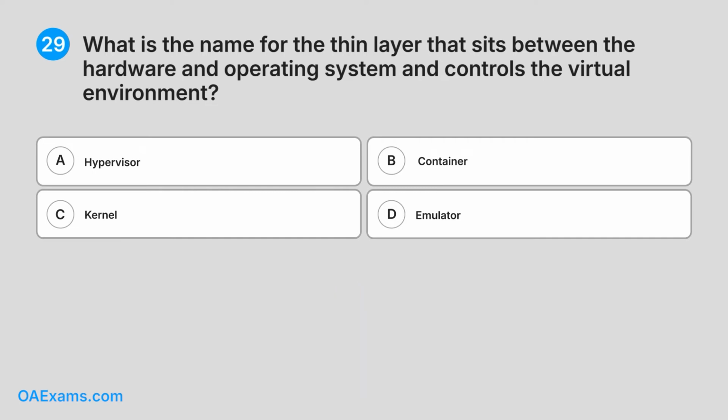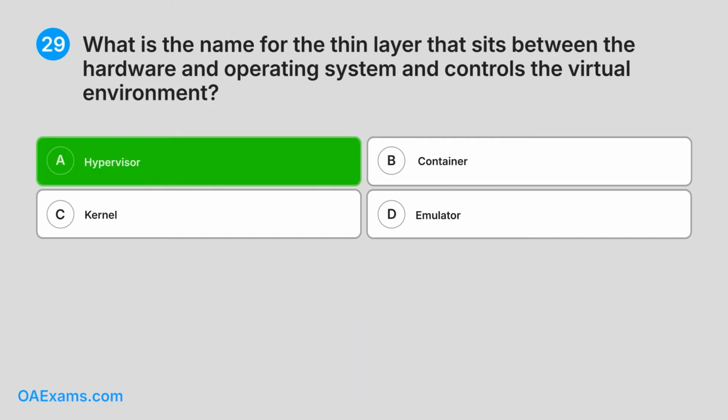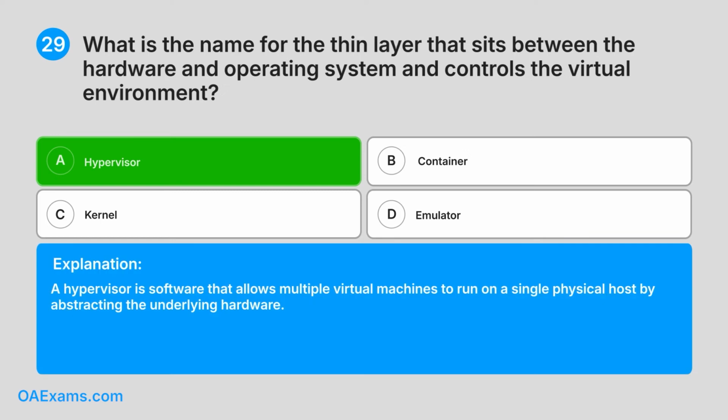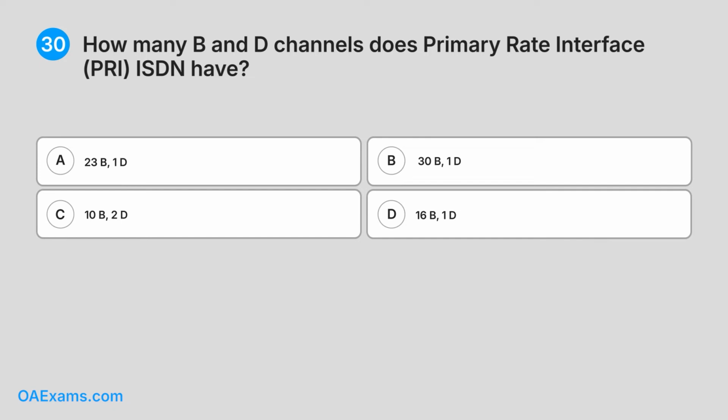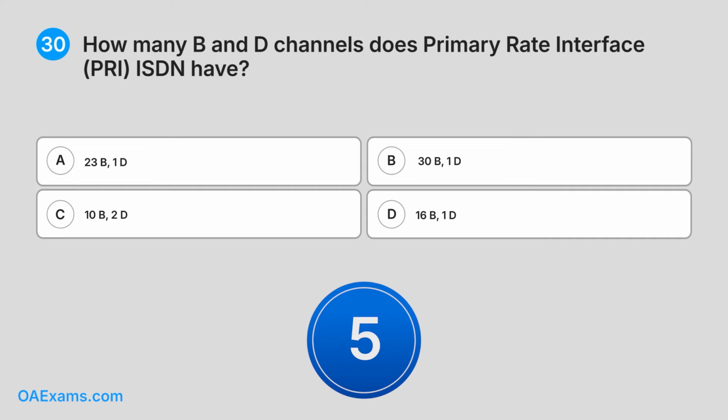Correct answer: A. Hypervisor. Explanation: A hypervisor is software that allows multiple virtual machines to run on a single physical host by abstracting the underlying hardware. 30. How many B and D channels does Primary Rate Interface, PRI, ISDN have? A. 23B 1D, B. 30B 1D, C. 10B 2D, D. 16B 1D. Can you guess the answer?